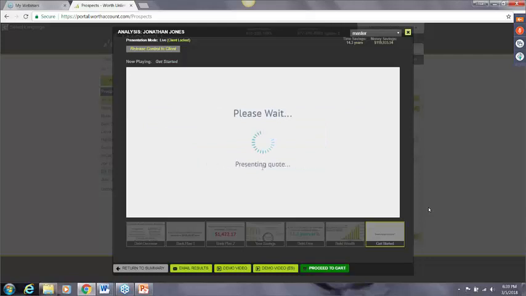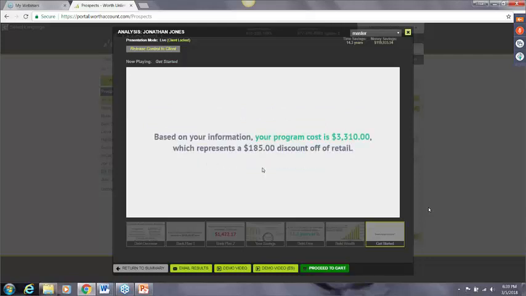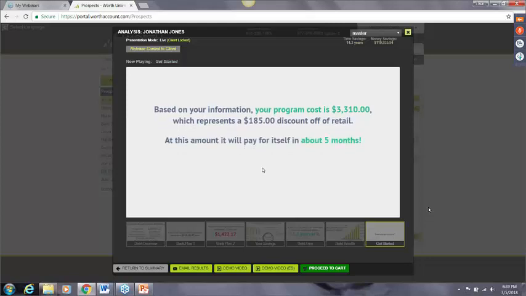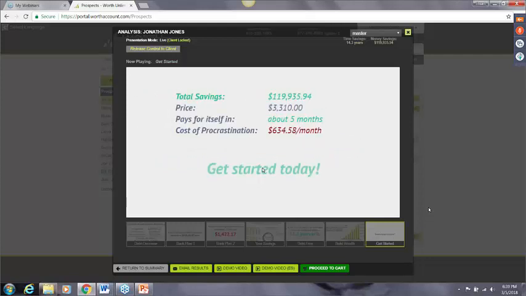You're going to confirm the analysis, and on this client with no discounts whatsoever, based on your information, your program costs $3,310, which represents a $185 discount of all savings. It gives you the price, pays for itself in about 5 months. Cost of procrastination is $634.58 per month. So your total savings are $119,000. That compared to a price tag of $3,310 is nothing. The program will pay for itself in less than about 5 months.